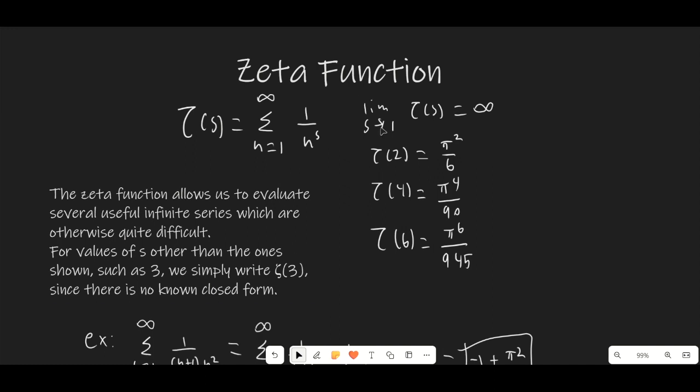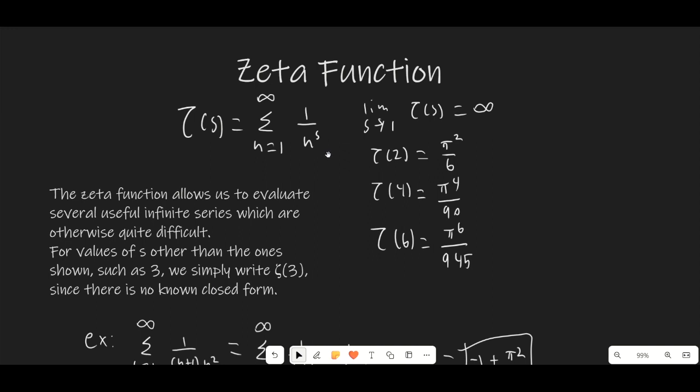And interesting values of the zeta function: clearly as s goes to 1, this is going to become the harmonic series, so zeta of s is just going to diverge at that point. However, zeta of 2 is known to be pi squared over 6, zeta of 4 is known to be pi to the 4th over 90, and zeta of 6 is known to be pi to the 6 over 945.